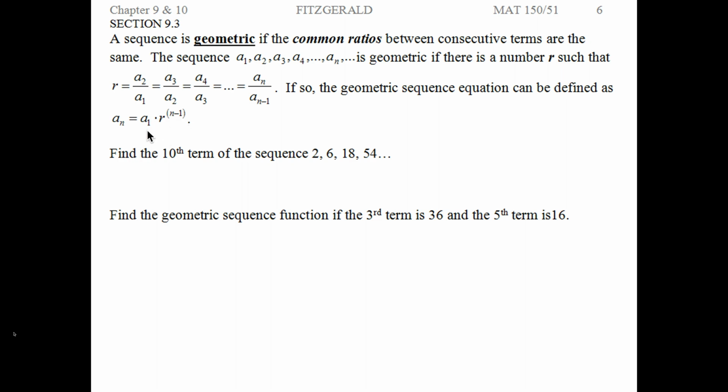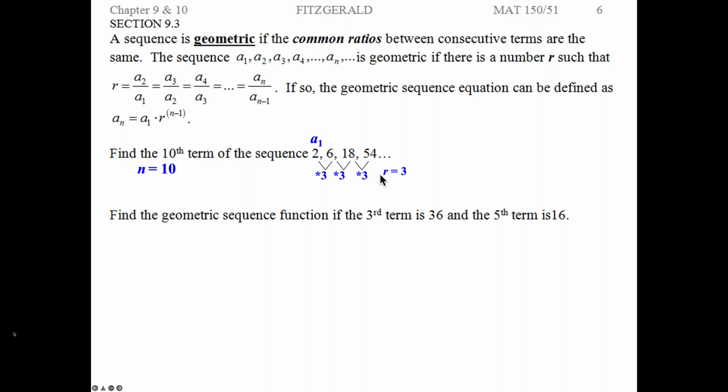So using this formula, find the 10th term of the sequence 2, 6, 18, 54. Well, we want to find the 10th term, so that's a sub 10. Next, a sub 1 is 2. Now we look at 6 divided by 2, 3. 18 divided by 6, 3. 54 divided by 18, 3. So we're always multiplying by 3.